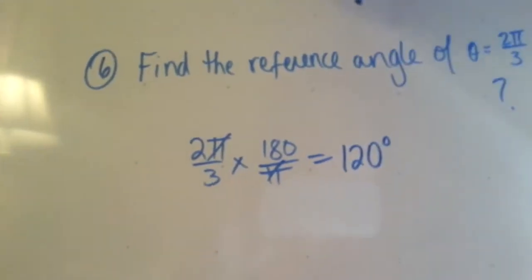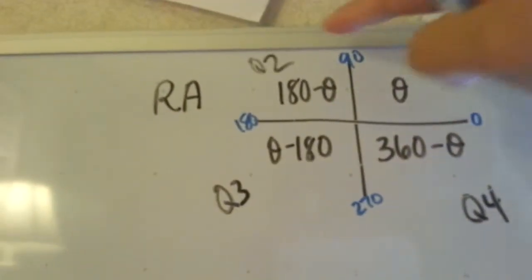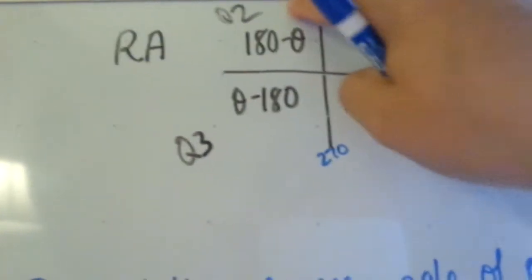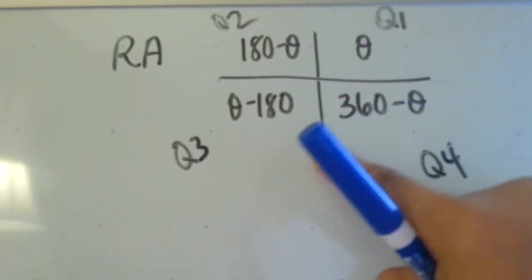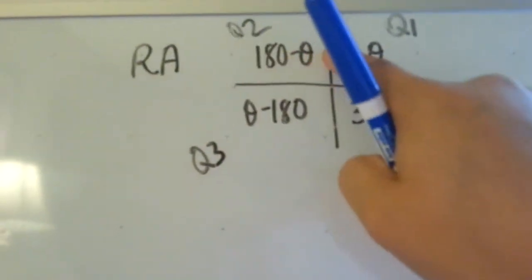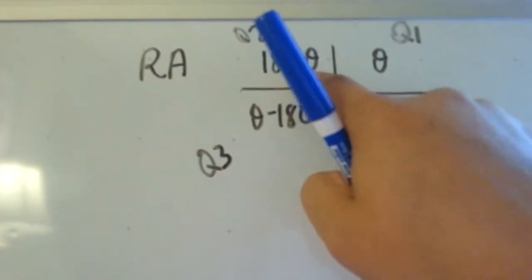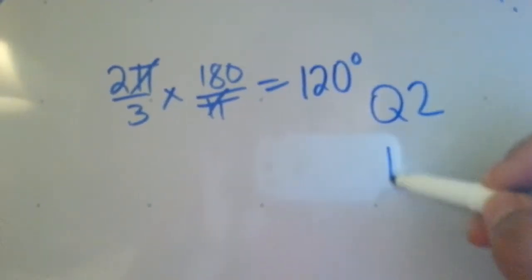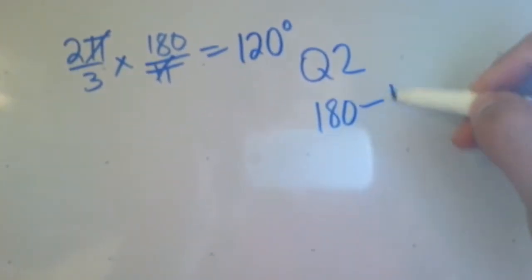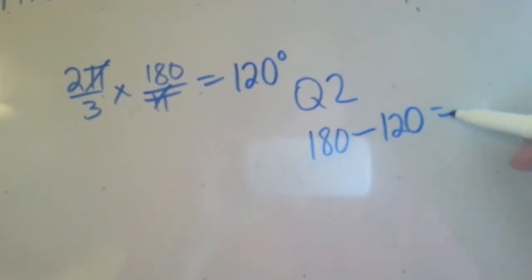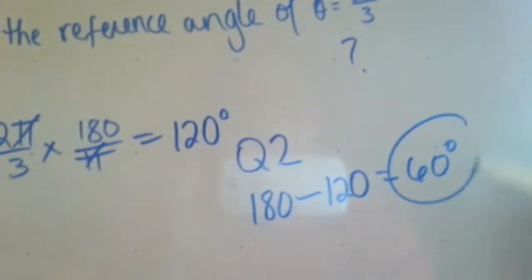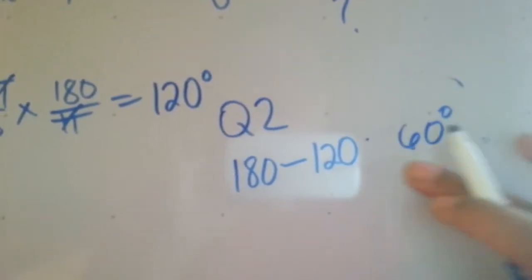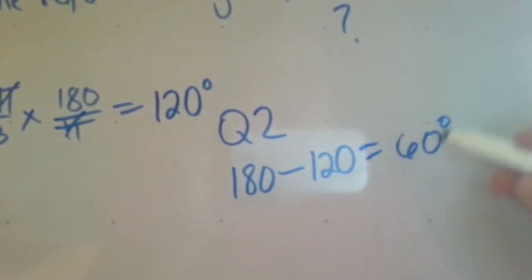120 falls in the 2nd quadrant. Remember, you should know those measurements. So it's going to be in the 2nd quadrant. That means we have to apply this formula, 180 minus theta. That's going to be 60. Yes, this is the reference angle in degrees.